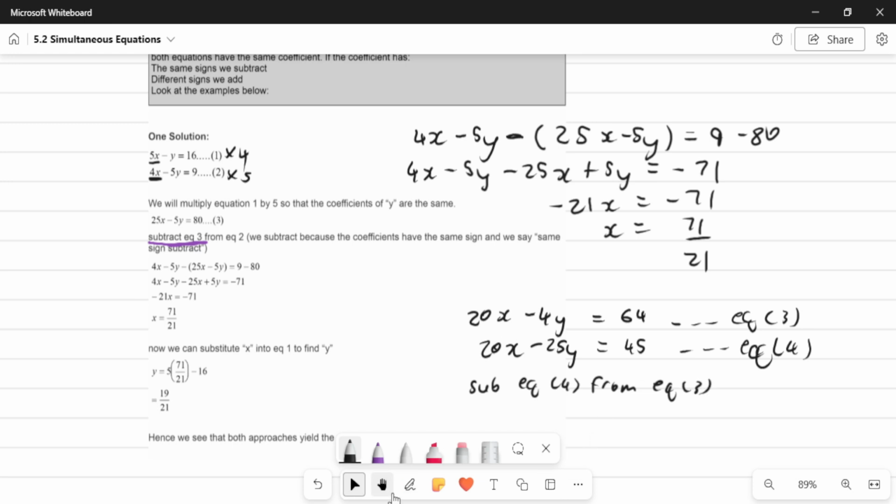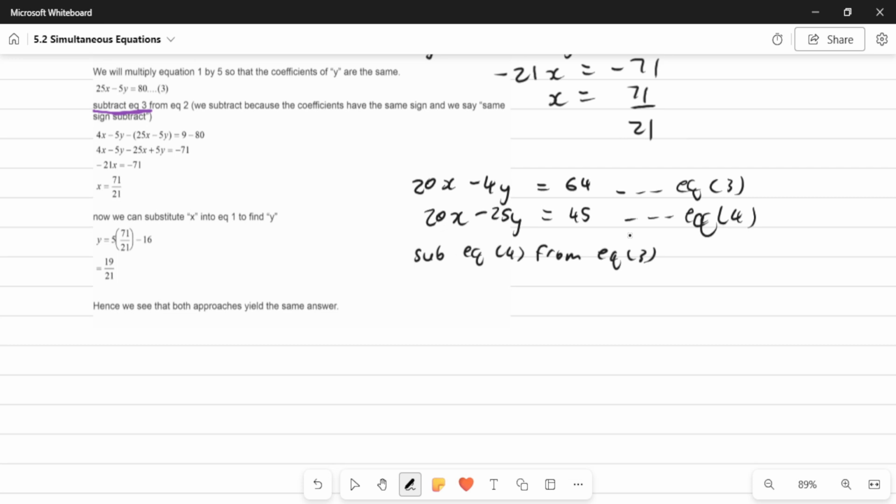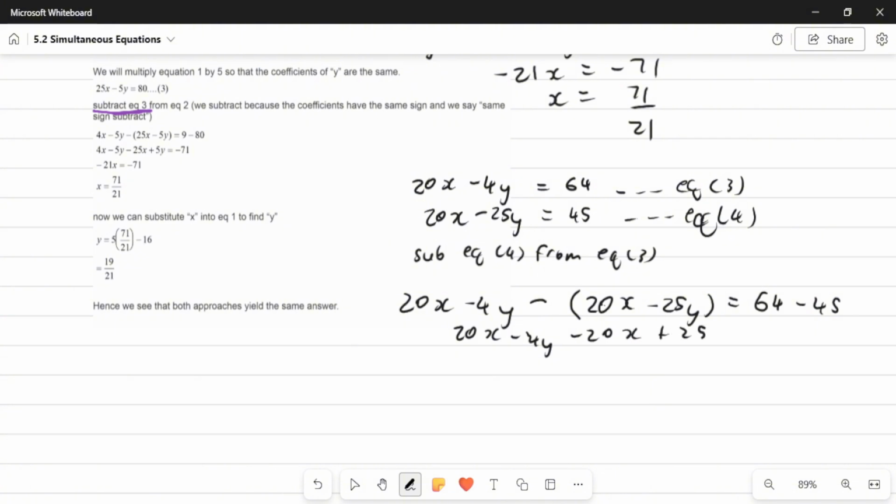So very important how you write it. You have to subtract this from that. So you write equation 3 first. So 20x minus 4y minus, put in your brackets, 20x minus 25y. So left hand side minus left hand side. And now it'll be right hand side minus right hand side, 64 minus 45. So now if you distribute, you'll have 20x minus 4y minus 20x plus 25y is equal to 64 minus 45. 64 minus 45 is 19.